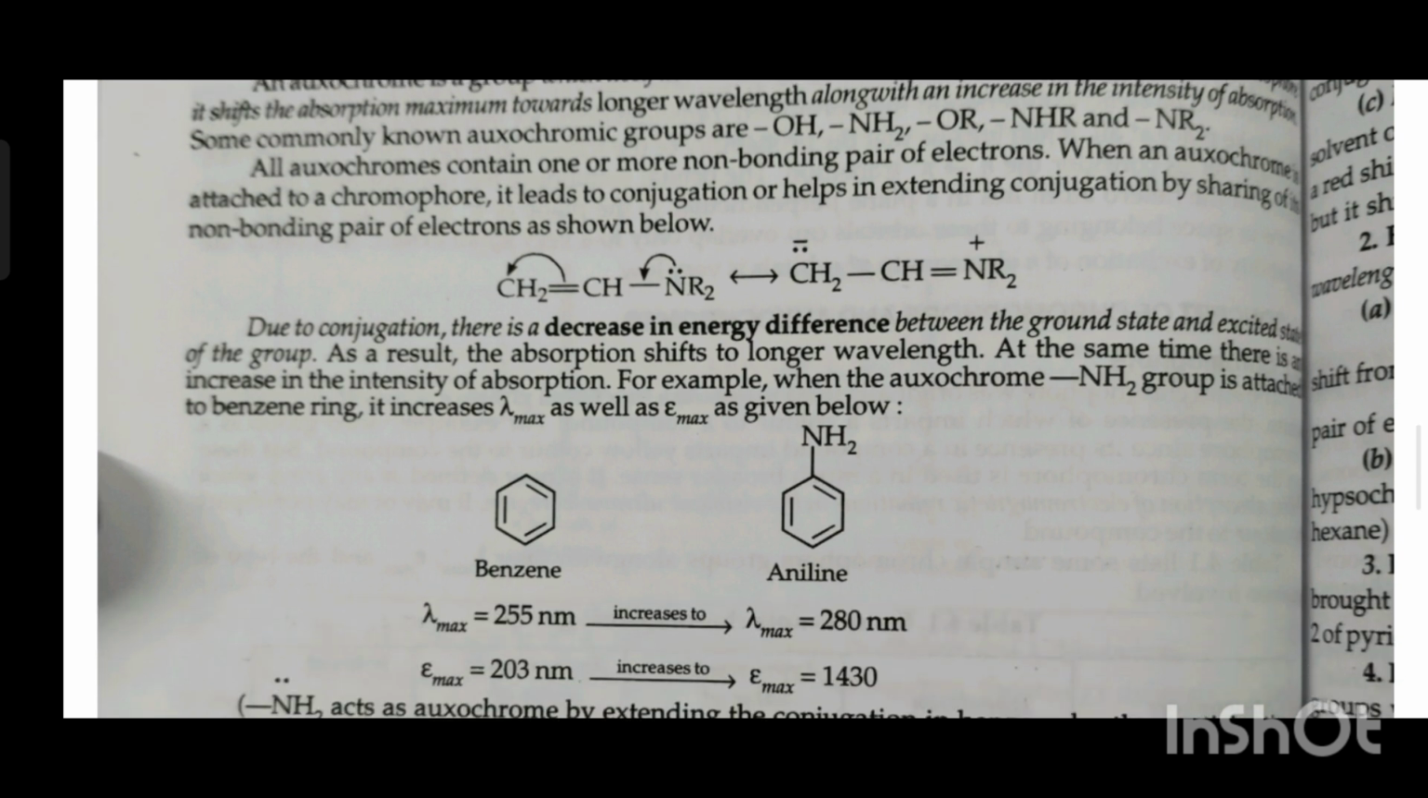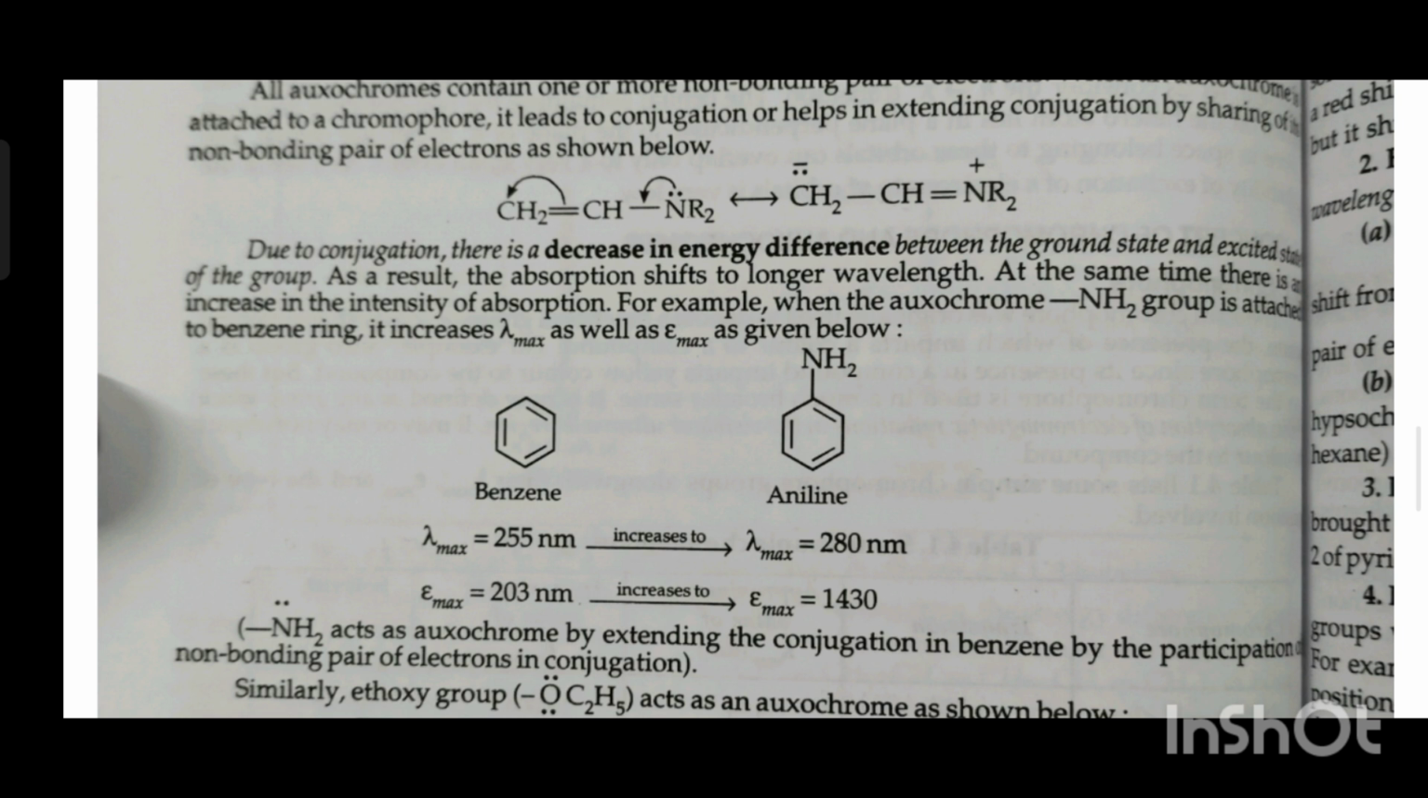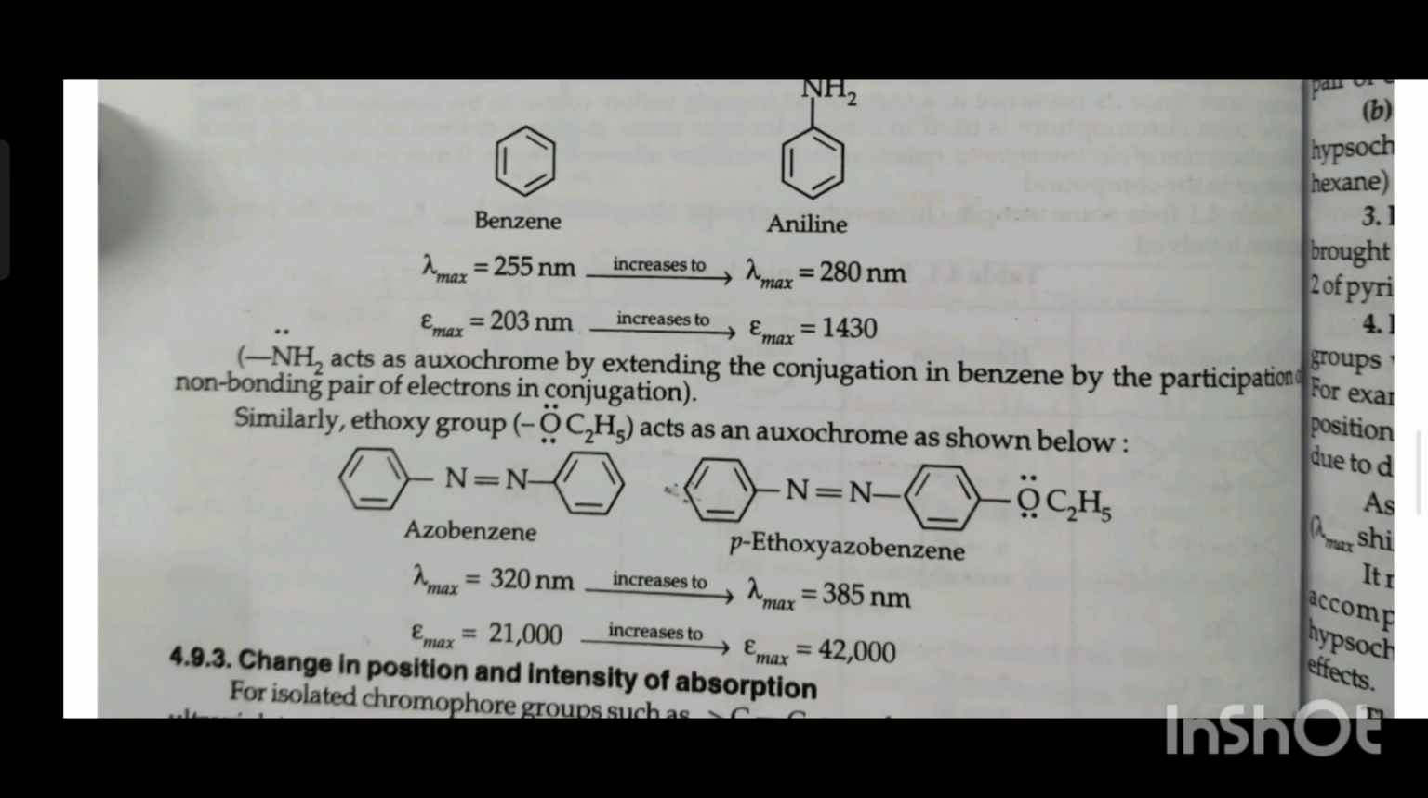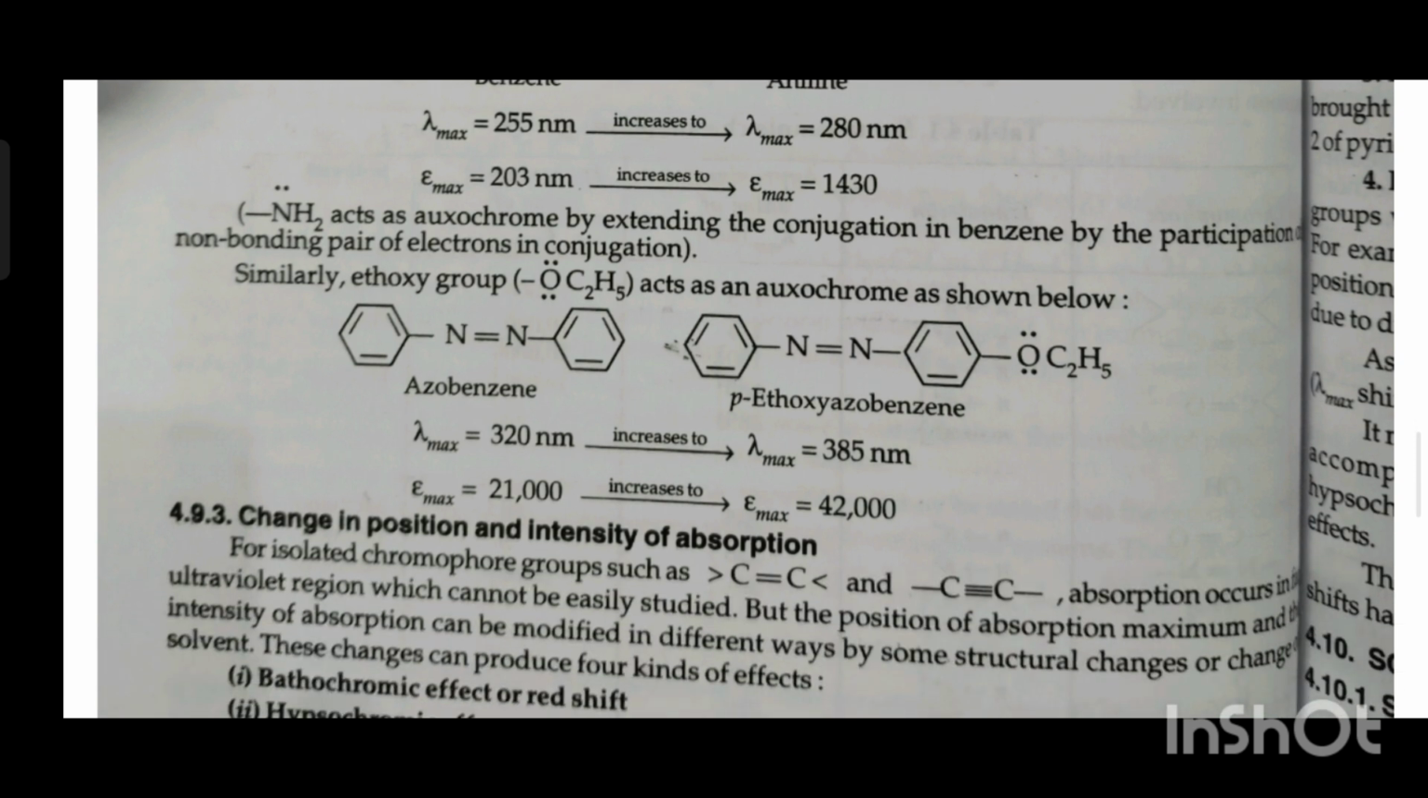Due to conjugation, there is a decrease in the energy difference between the ground state and excited state of the group. As a result, the absorption shifts to longer wavelength, and at the same time there is an increase in intensity of absorption. For example, when the auxochrome NH2 group is attached to a benzene ring, there is an increase in lambda max as well as epsilon max, as given below. NH2 acts as the auxochrome by extending the conjugation in benzene by the participation of its non-bonding pair of electrons in conjugation. Similarly, the epoxy group acts as an auxochrome, as shown below.